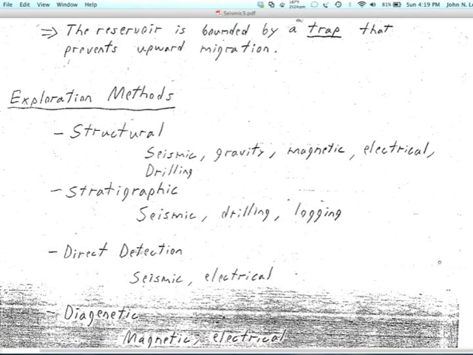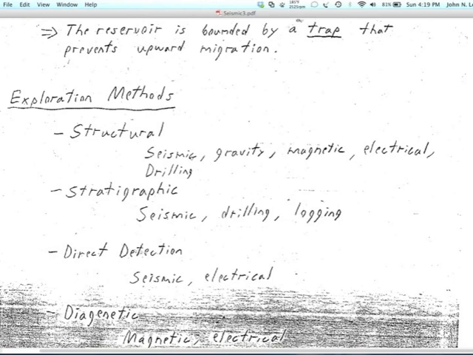So there are several exploration methods for hydrocarbons, and the principal ones that we'll talk about in this class are structural.